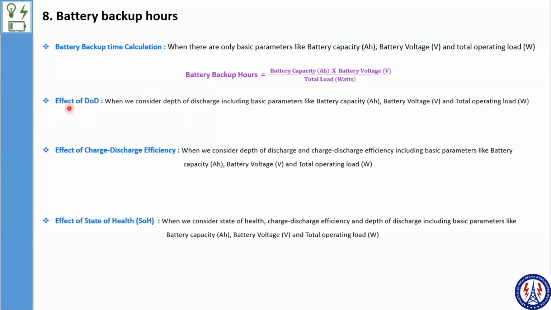See, depth of discharge means, let's say 100% of the battery, let's say DOD is 80%, so I can use only 80%. Then my backup hours would be reduced, correct? Yes. Then what is the effect in the formula? Should I multiply at the bottom or should I multiply at the top?